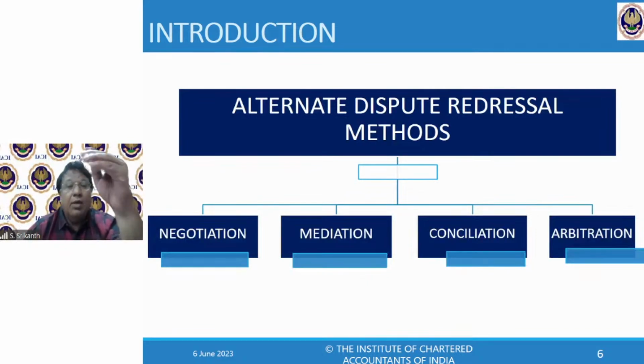Okay. Conciliation. It's slightly different. We will see that. That is part of this law. Conciliation and arbitration are just one below each other. Arbitration is the final. Why is arbitration so great?